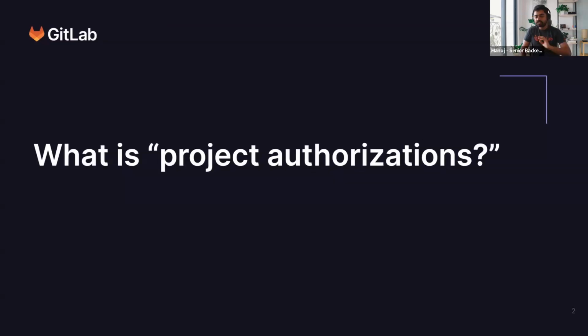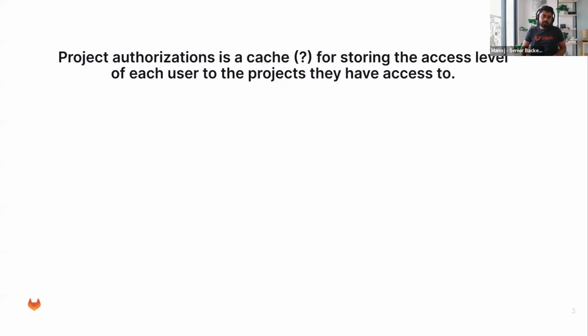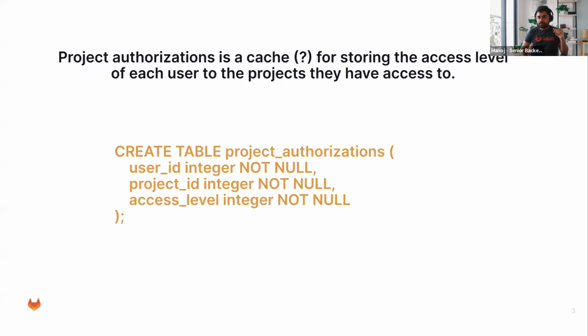So the first part is a very basic introduction to project authorizations and what it is about. Project authorizations is basically a cache for storing the access level that every user has to the projects that they have access to. It's a very simple table consisting of three columns: user ID, project ID, and access level, where you store the specific data.